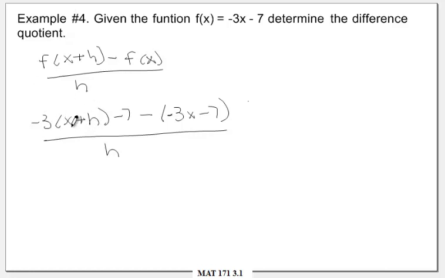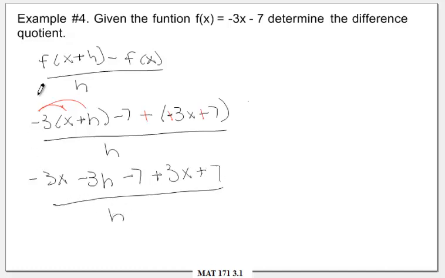So here is my x plus h. It only goes in there. We're going to simplify this. This is going to become plus, this is going to become plus, and this is going to become plus because we're going to distribute the negative. Here we're going to distribute a negative 3. So we get negative 3x minus 3h minus 7 plus 3x plus 7 all over h. So we're going to cancel out here negative 3x plus 3x, negative 7 plus 7. So all we're left with is negative 3h divided by h, which is going to give us just negative 3.